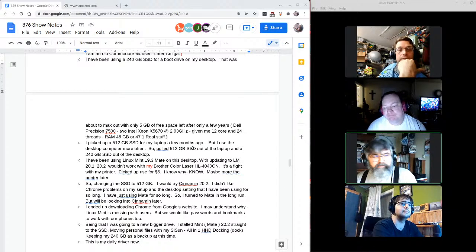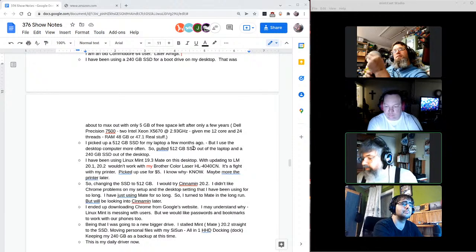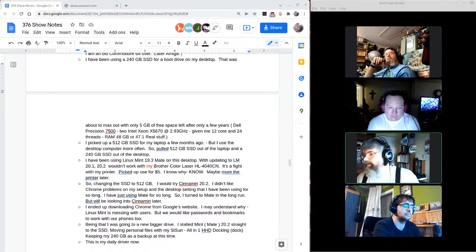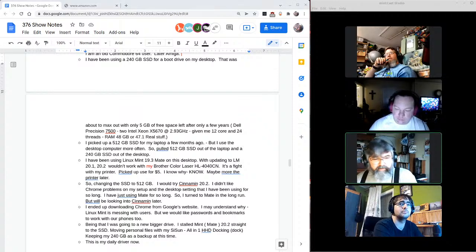But bottom line is I wanted to swap the SSDs around because I use the desktop more often. So I pulled it out of the laptop, put it in the desktop, and I tried out Cinnamon. And I was going to use it for my daily driver, but I don't know Cinnamon that well, so I went back to Mate. And I'm still going to have problems fighting with my printer, though.